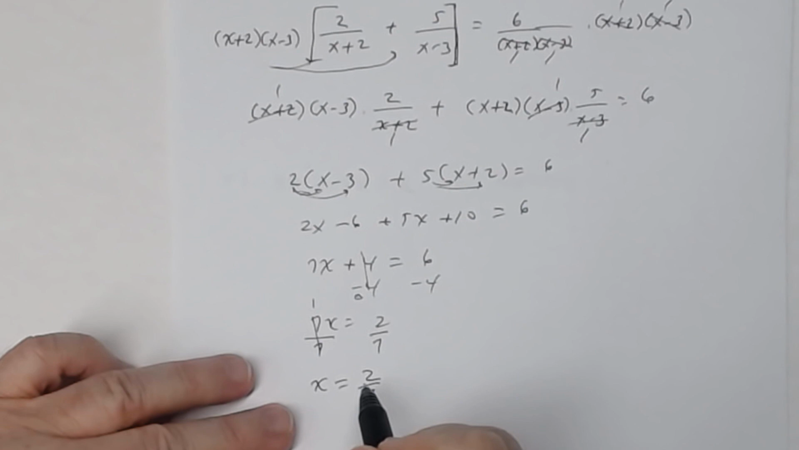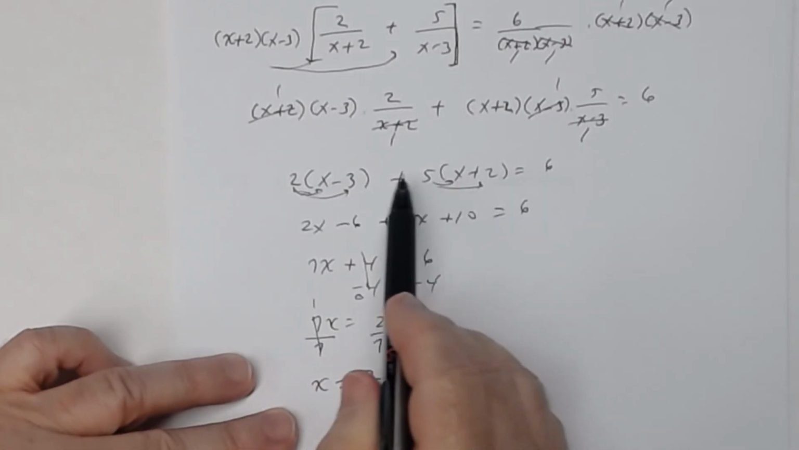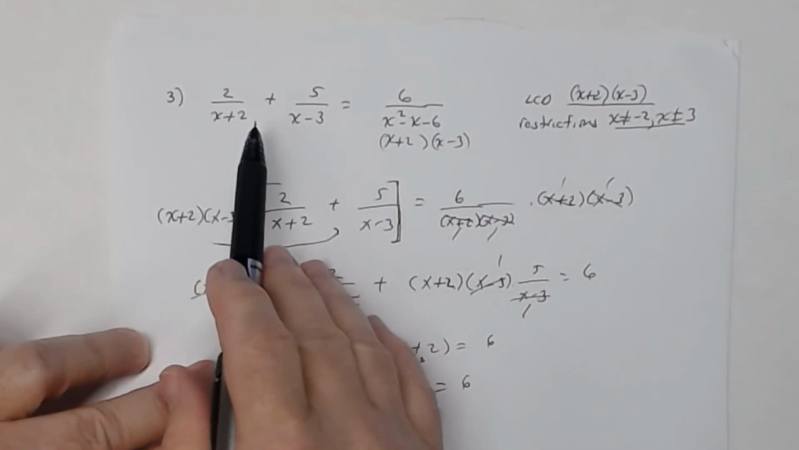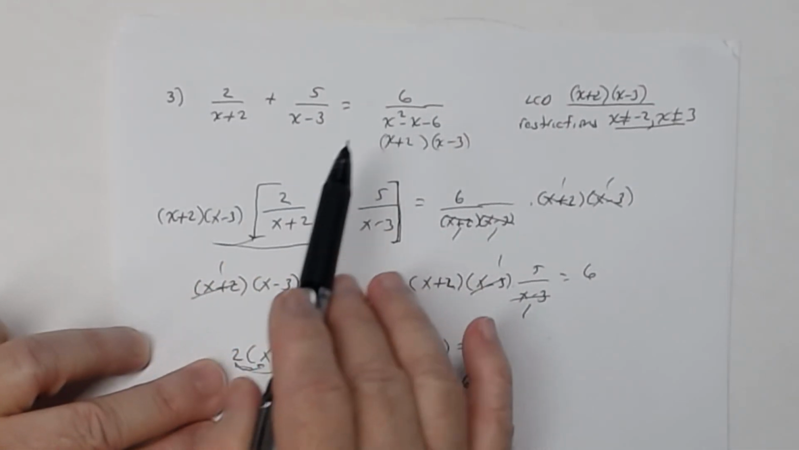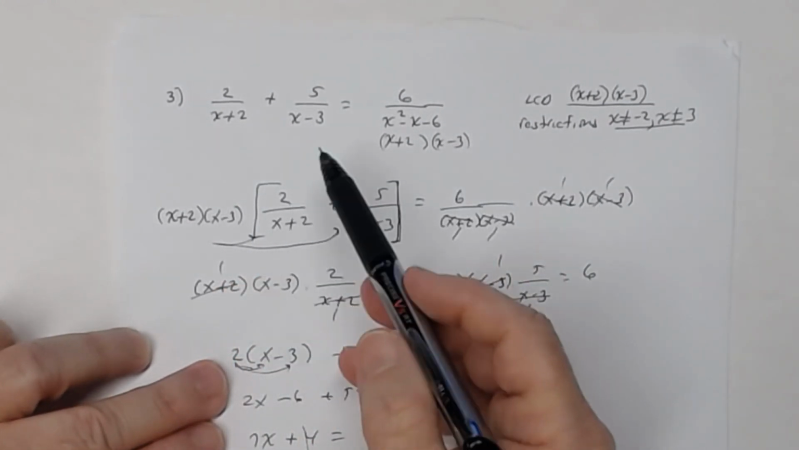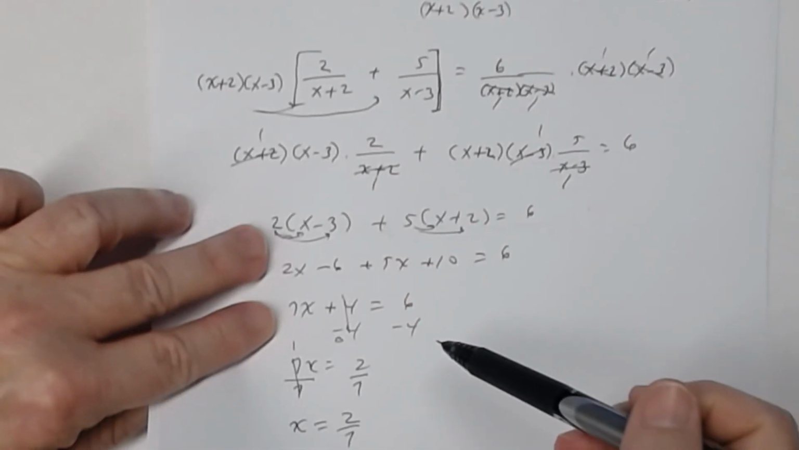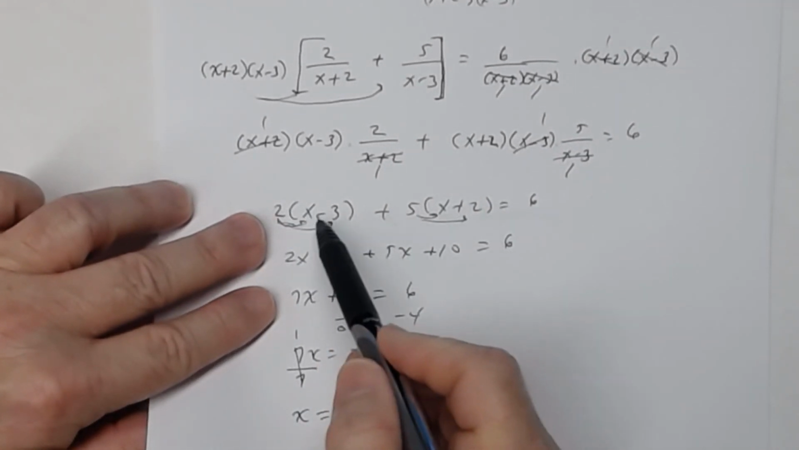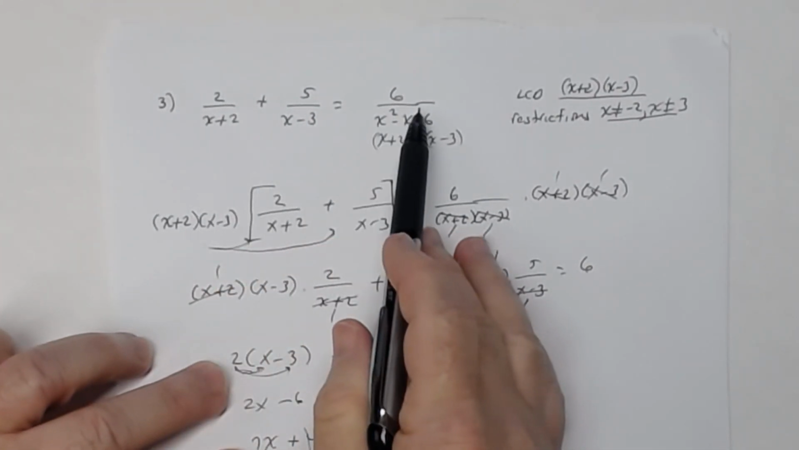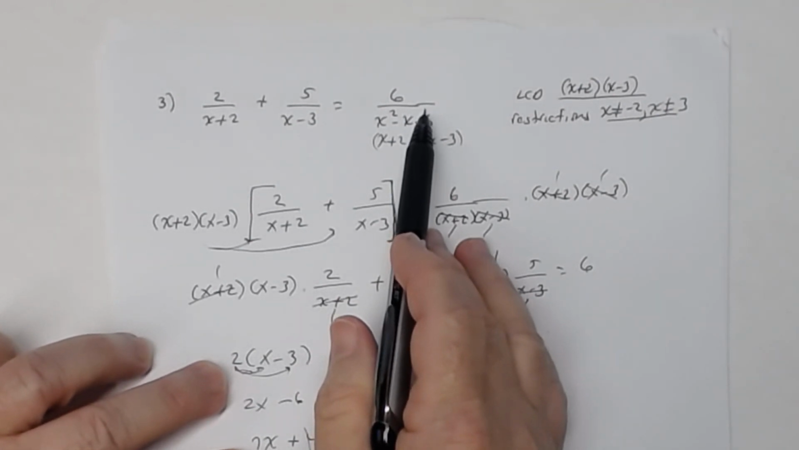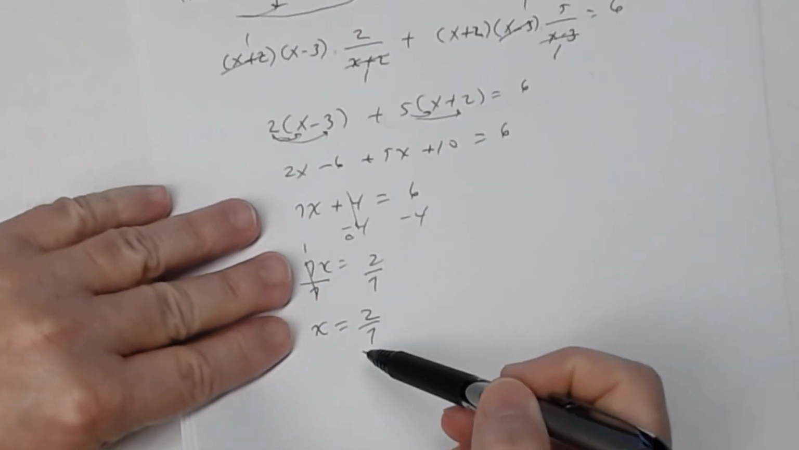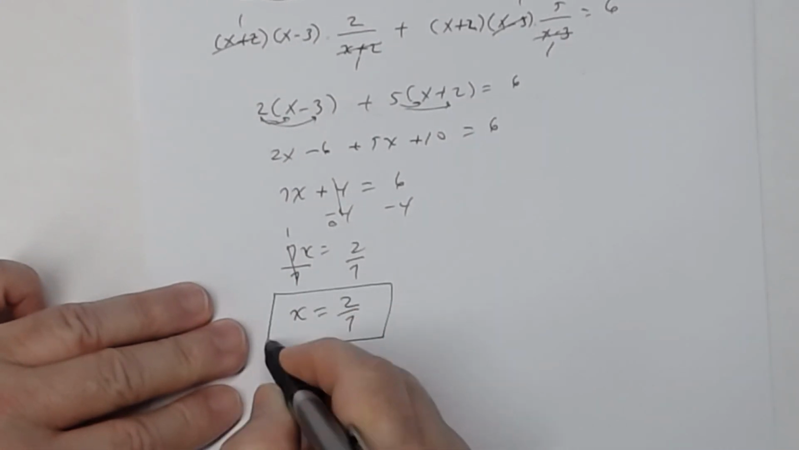Now remember, 2 sevenths is a solution to this linear equation. But the question is, is it a solution to this rational equation? A rational equation with variables in the denominator. And really all you have to do is just check those restrictions. So you do have to go back and verify that this solution, which is a solution to this linear equation, is a solution to this rational equation by checking the restrictions. And so notice that my restrictions are negative 2 and 3, which is not 2 sevenths. So 2 sevenths is a solution.